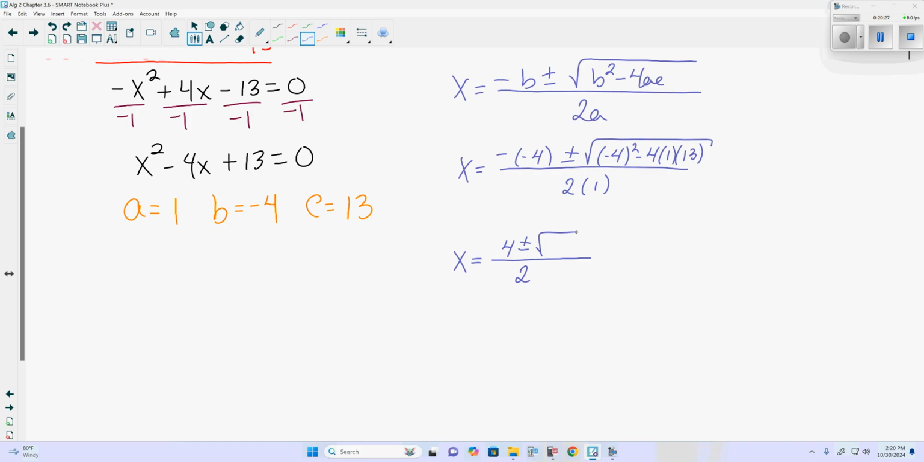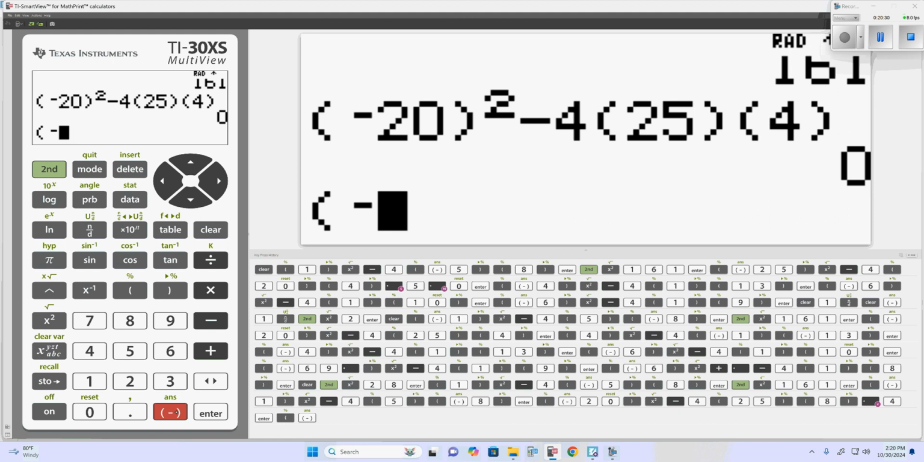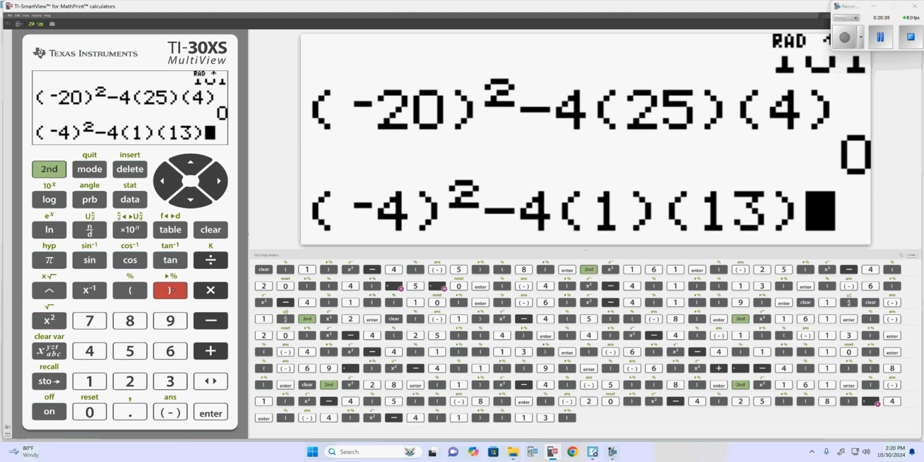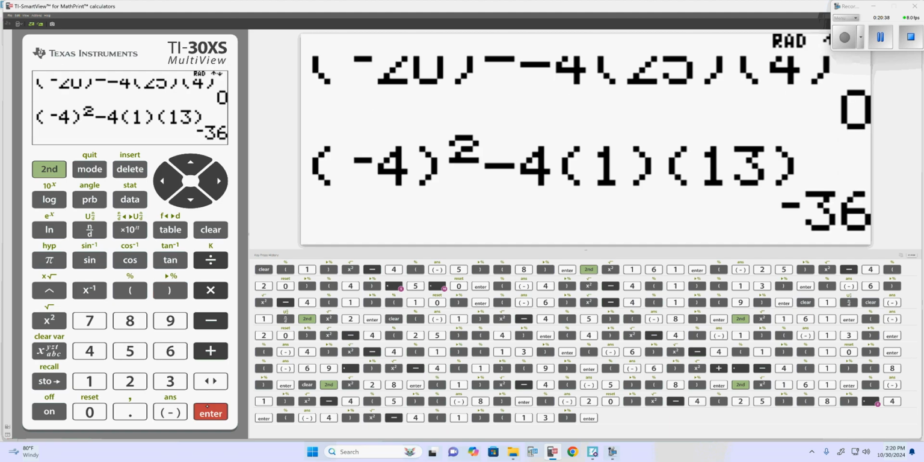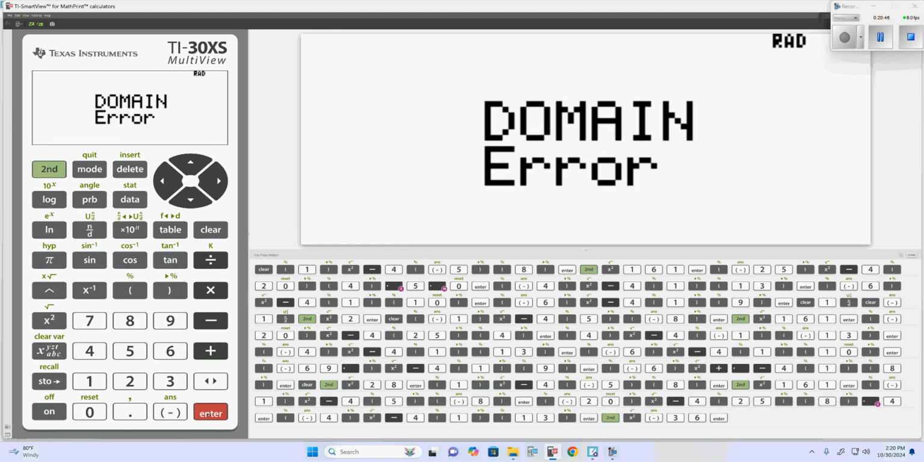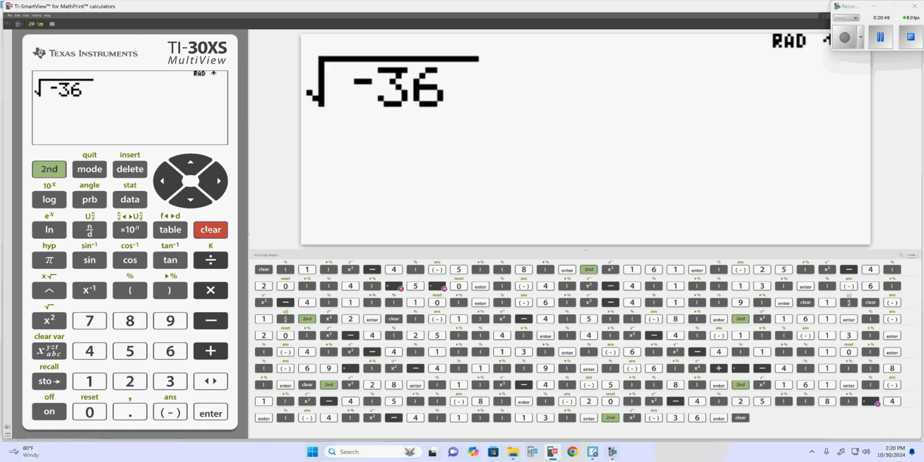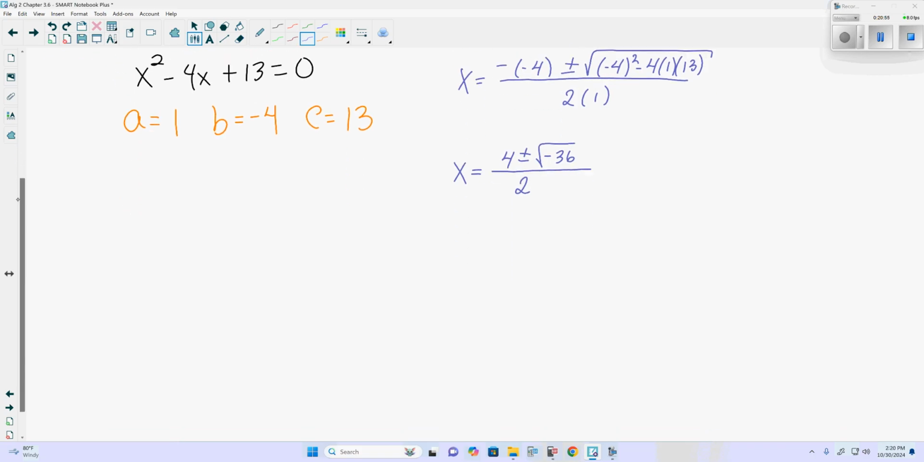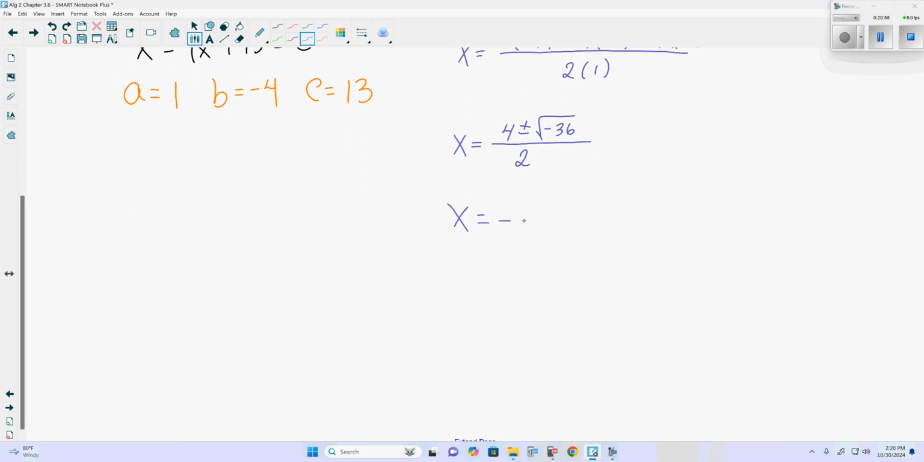Now let's plug everything inside that radical. Negative 4 squared minus 4 times 1 times 13 is negative 36. Now it would be very tempting to want to hit the square root of negative 36, but it's going to give us a domain error. Because again, the calculator cannot take the square root of a negative number. But we can. Because when we look at this here, we know that the negative is going to come out as what? i.